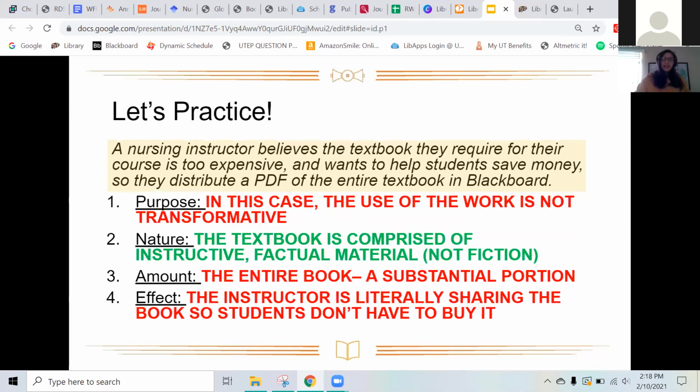So to review, it failed to meet purpose, amount, and effect, 3 of the 4 factors. And to qualify as fair use, it can't just meet one or most of the factors. It has to meet all 4 factors to qualify as fair use.